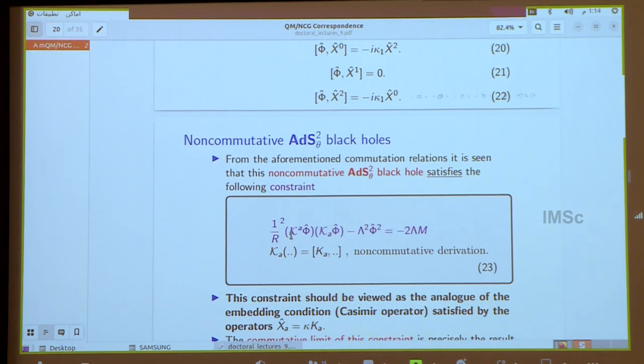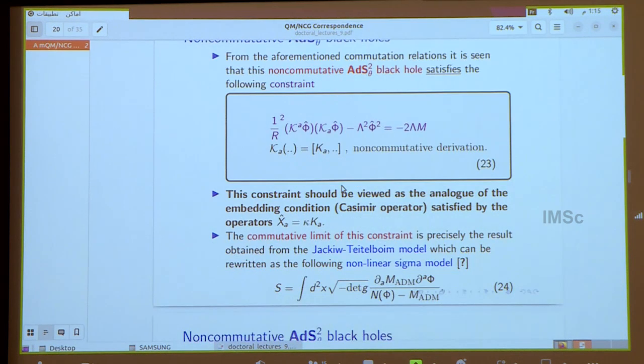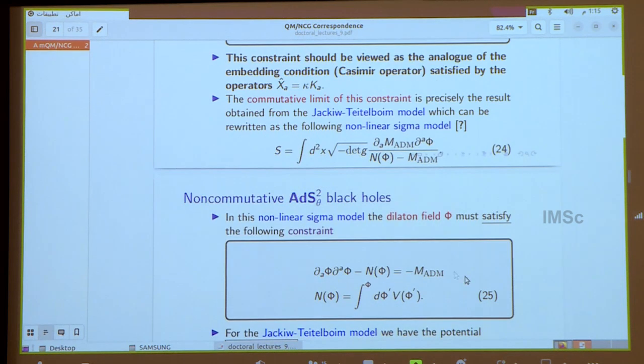Script K is the non-commutative derivation. It's given by the exterior derivative, the commutator with the SO(1,2) generators. As it turns out, this is precisely the constraint satisfied by the commutative dilaton field. The dilaton field in the Jackiw-Teitelboim model can be rewritten in terms of a nonlinear sigma model. This is a known result. I can rewrite the whole theory as a nonlinear sigma model. This is equation 24, where the ADM mass M is given by this constraint.